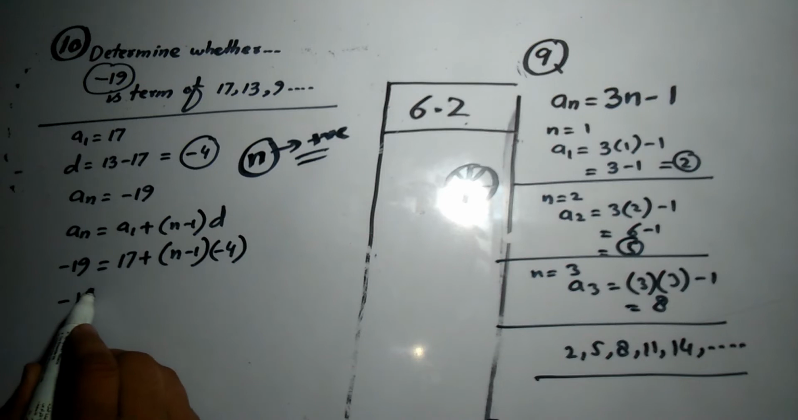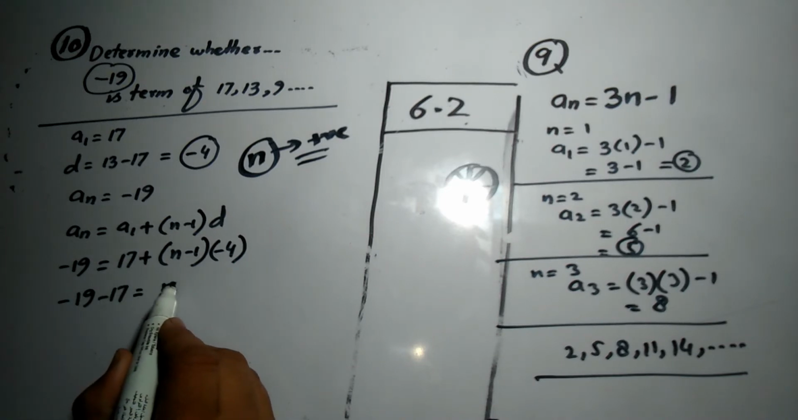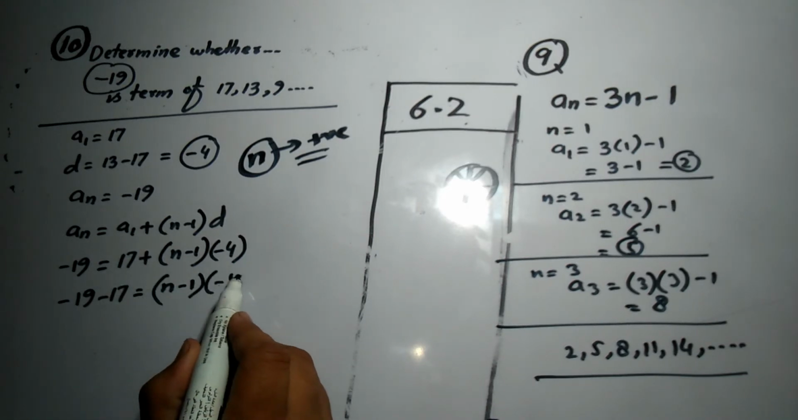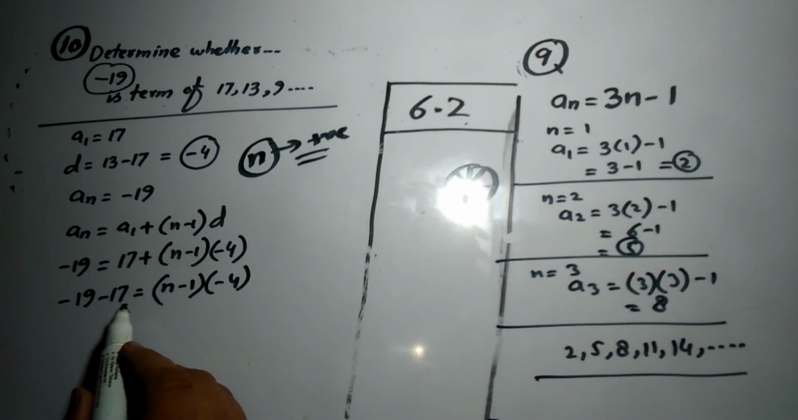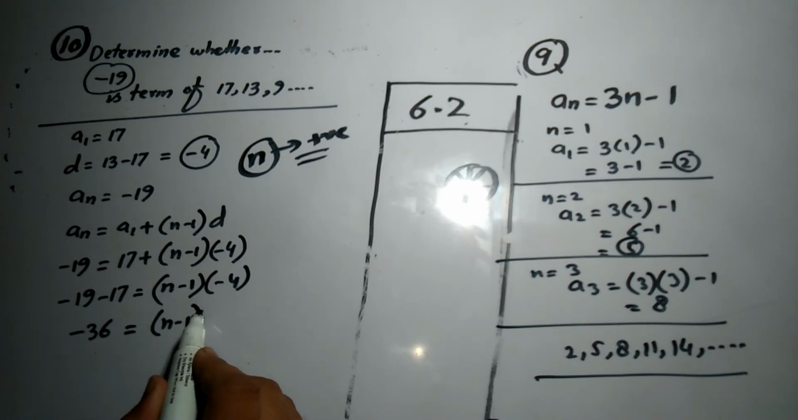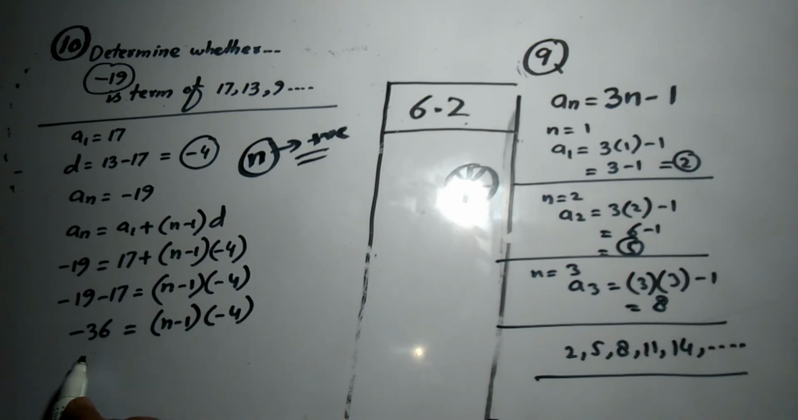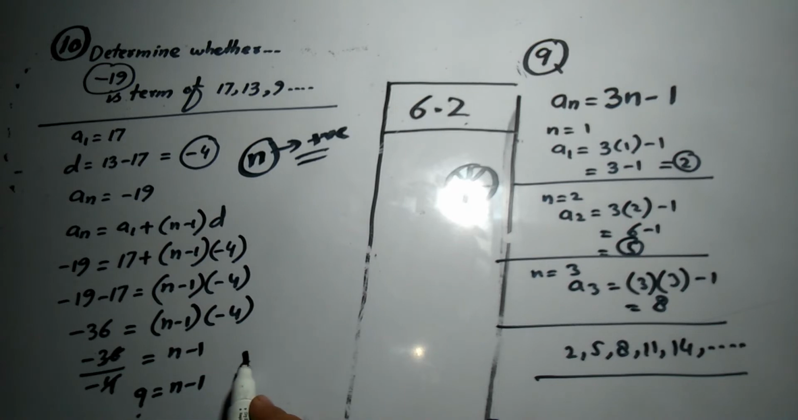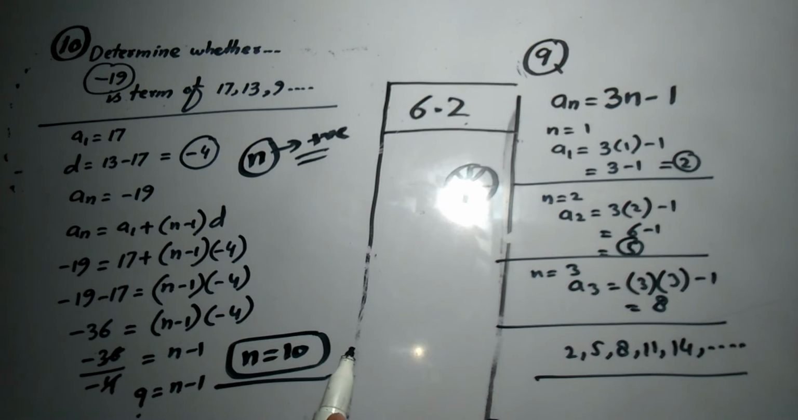So minus 19 minus 17 will be equal to n minus 1 times minus 4. Minus 19 minus 17 is minus 36, equal to n minus 1 times minus 4. So minus 36 over minus 4 is equal to n minus 1. This is equal to 9, so 9 is equal to n minus 1. So n will be equal to 10. It means minus 19 is a term of the given arithmetic sequence.